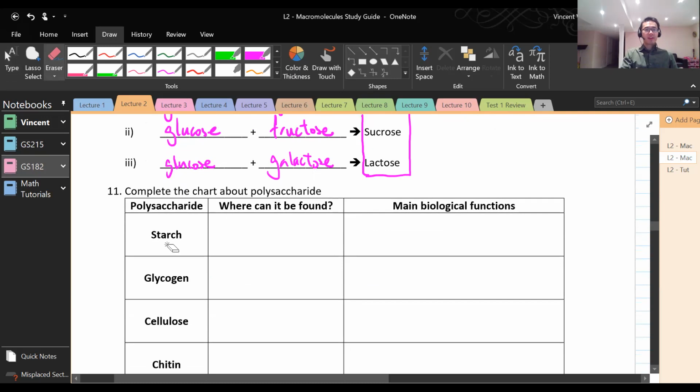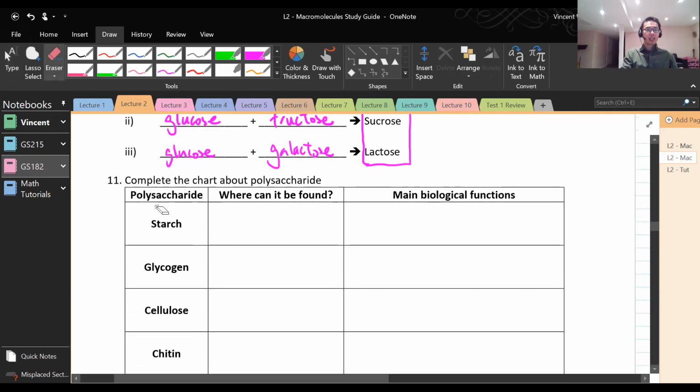Where can it be found? Okay, for these polysaccharides. So starch, we can find it in plants, right? For example, roots. Anytime we eat the roots of a plant, there's tons of starch. Think of potatoes, yam, carrots, tons of starch. They store it in the roots. And the main biological function of starch is to store energy.